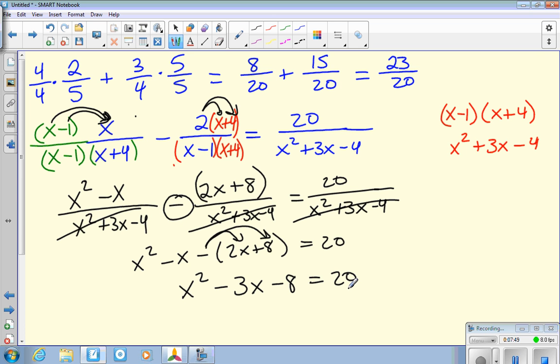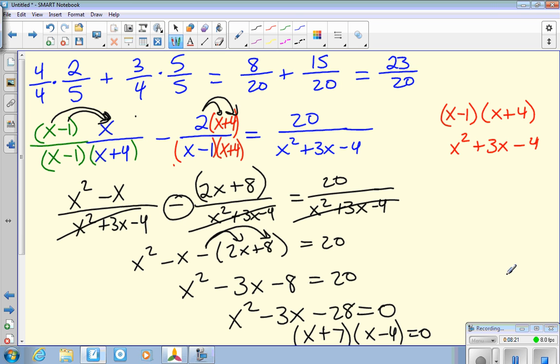Well, now at this point, we can actually subtract 20 from both sides, and x squared minus 3x minus 28 equals 0. Hopefully at this point, you realize that this is something that can be factored. This is x, 7 and 4 will get you this, and so this is x plus 7 and x minus 4. So in this example, our solutions are going to actually be 4 and negative 7.